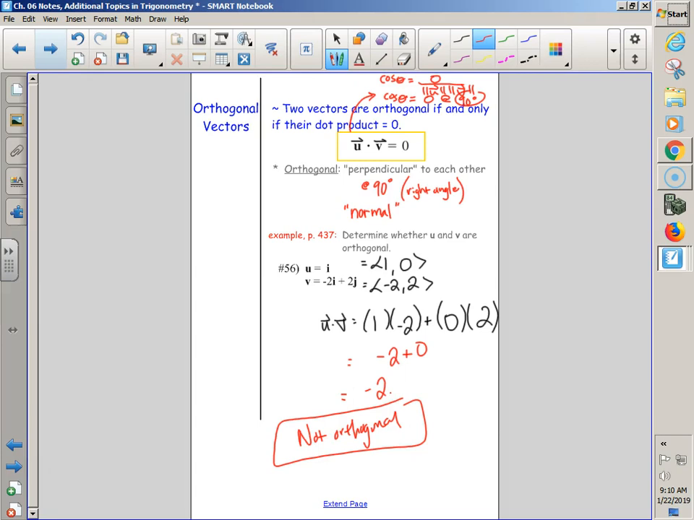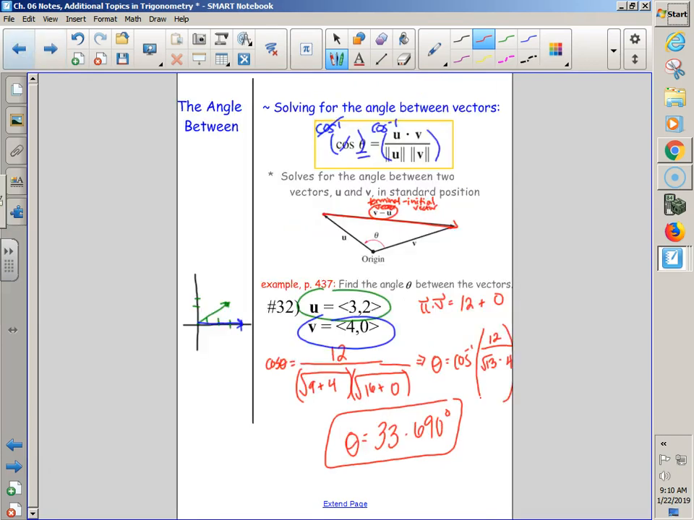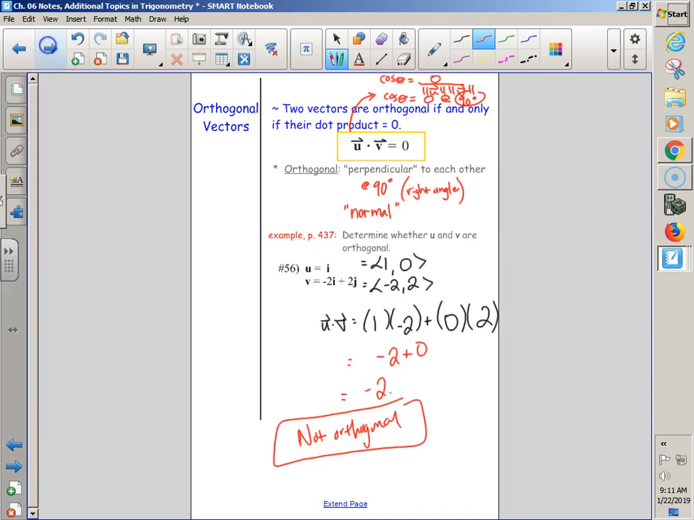If the dot product is not 0, well, then this would be a number, and you would do your cosine inverse in the formula and get it. Like the last one. The last one would not have been 0. The dot product ended up being 12. Yep, not perpendicular. Why? Well, it was 33.690 degrees. Okay.